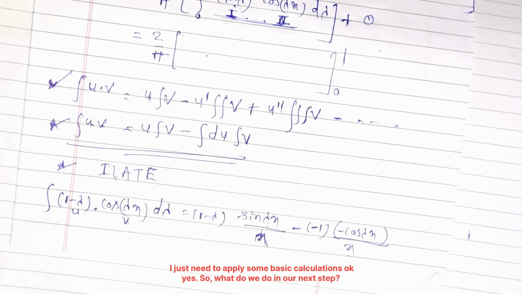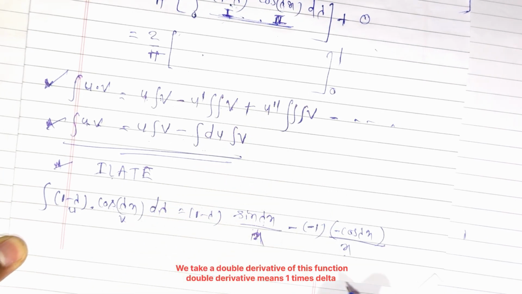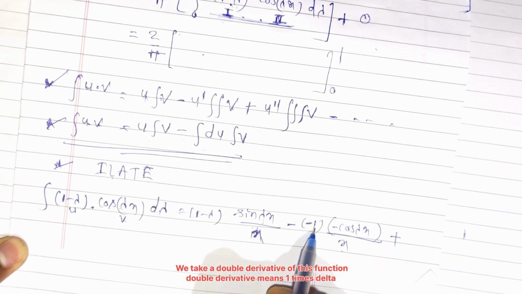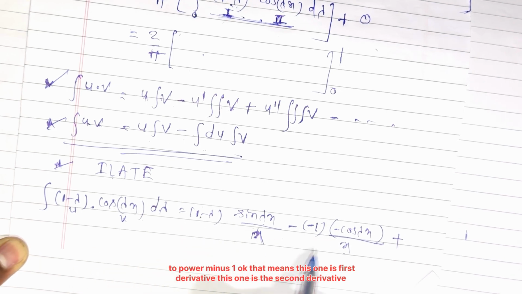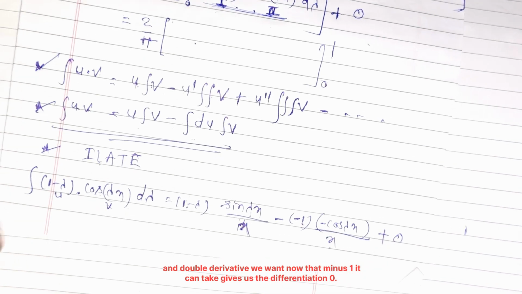So what do we do in our next step? We take a double derivative of this function. Double derivative means 1 times derivative of minus 1. That means this one is the first derivative, this one is the second derivative, and the double derivative we want now. That minus 1 gives us the differentiation 0.